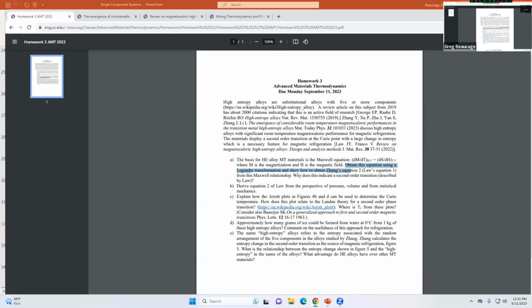Then, that expression alone doesn't indicate a second order transition. That's a general thermodynamic relationship. The Maxwell relationships are just relationships. They don't say anything about the order of the transition. A couple of these questions were kind of leading you in the wrong direction and asking you to pull it back. So that doesn't indicate it's a second order transition. That's just a Maxwell relationship, right?